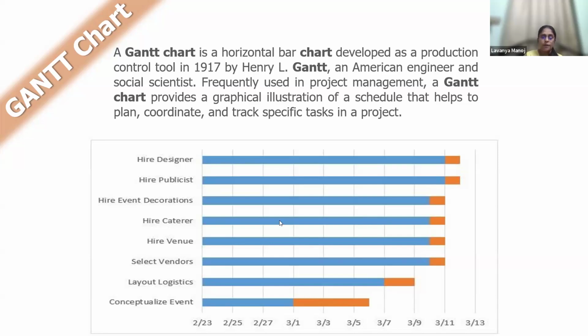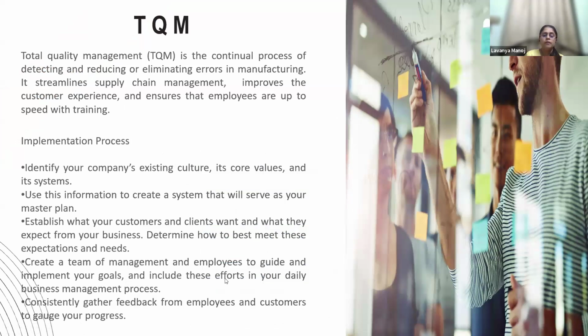And then finally, TQM. So TQM stands for Total Quality Management. You guys might have heard about it. So let's have a quick review. It's a continual process of detecting and reducing or eliminating errors in manufacturing, not just for one project, not just for one department, but for all departments, all projects, continuously doing the evaluation process. So it streamlines the supply chain management, any business processes, improves the customer experience and ensures the employees are up to speed with training.